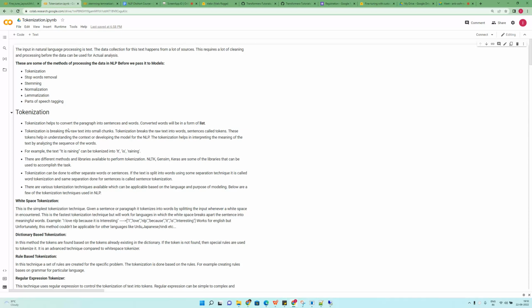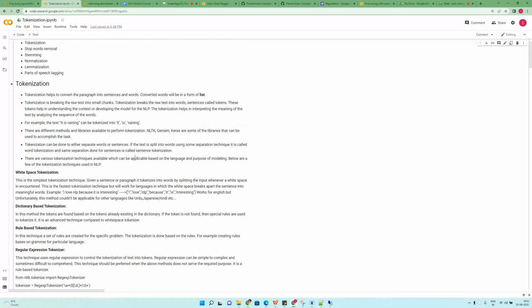Usually tokenization helps to convert paragraphs into sentences and words, and the converted words will be in the form of a list. Take an example: let's say there is a sentence "It is raining." What happens if you apply tokenization on top of it? Let's say you want to divide this text based on spaces, then it will divide into "it," "is," and "raining," different words based on space. Since we have two spaces here, the sentence got divided into three words.